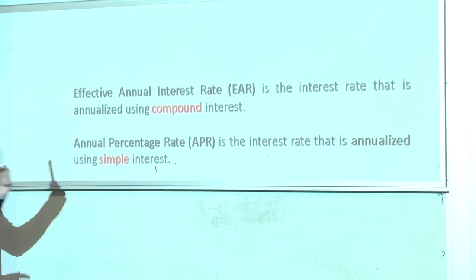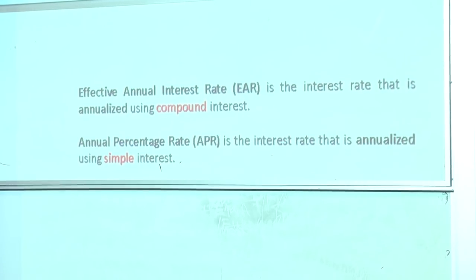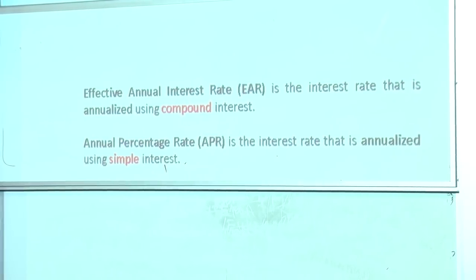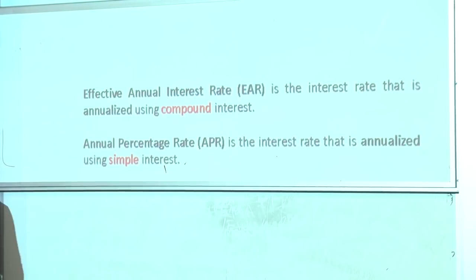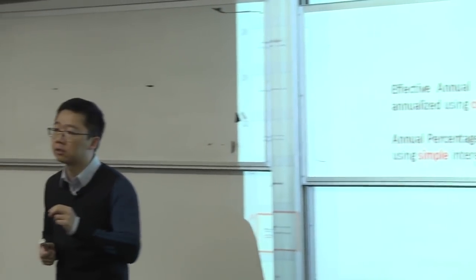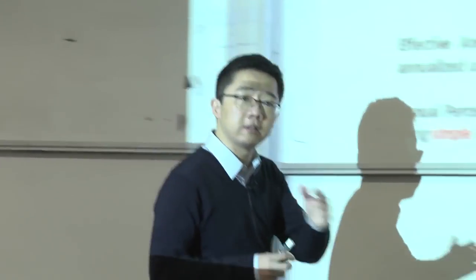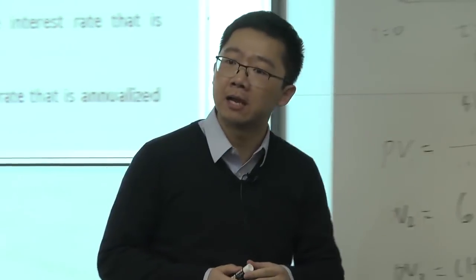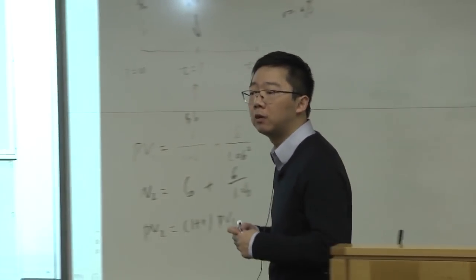The difference is the EAR is calculated using compounding interest, which is more realistic, right? It's more realistic in banking when you are owing some debt and you have a line of credit owing the banks. That's how interests are calculated. It's compounding interest. And APR is interest rate that is annualized using simple interest. Once we know the frequency of compounding, we can convert between these 2 measures. And how to convert? So that's the formula.